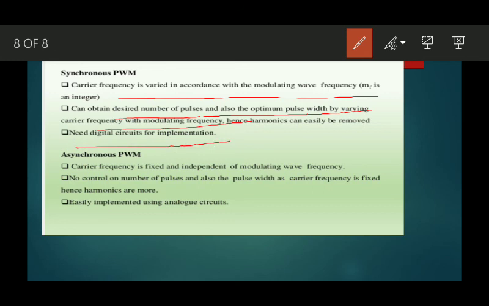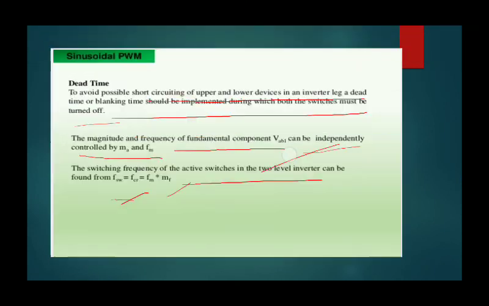But in the case of asynchronous PWM, the carrier frequency is fixed and independent of the modulating wave frequency. Here the carrier frequency cannot vary according to the message signal frequency. There is no control on the number of pulses, and the pulse width is fixed as the carrier frequency is fixed. We cannot vary the pulse width of the signal. It can be easily implemented using analog circuits.